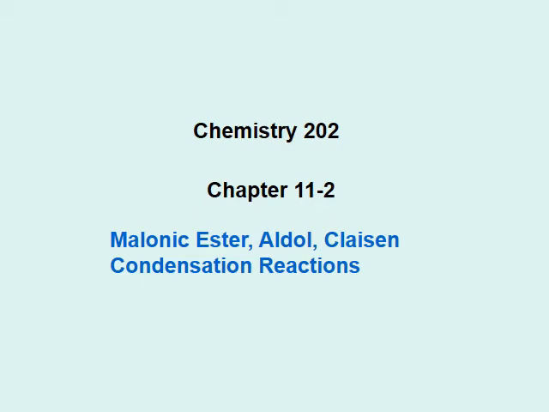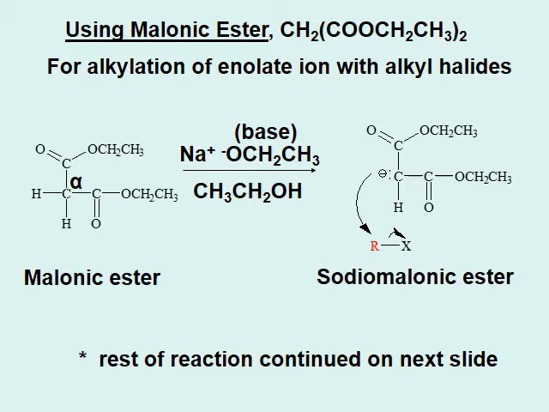In this section of chapter 11, we will discuss malonic ester, aldol condensation, and Claisen condensation reactions. First, I'm going to go over the malonic ester reaction. So this is malonic ester, CH2(COOCH2CH3)2. There are two of these groups in this compound, and structurally it is shown here.